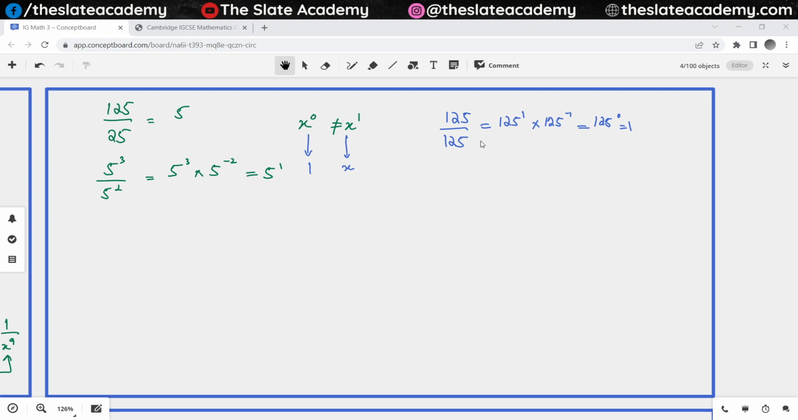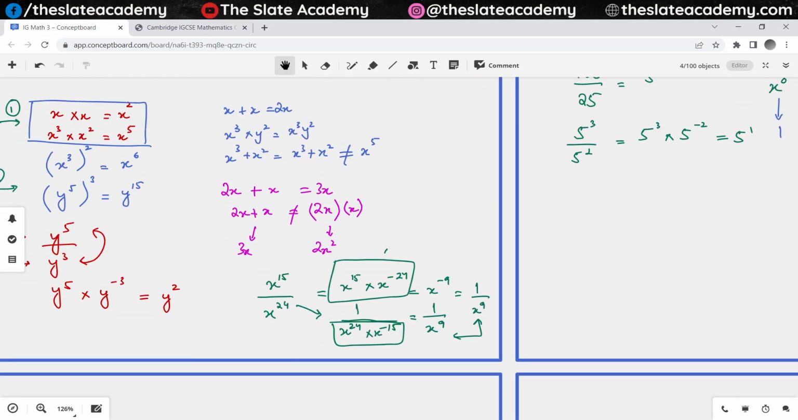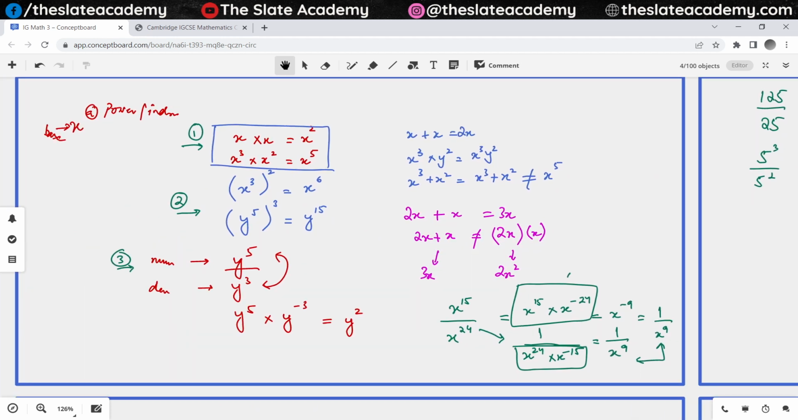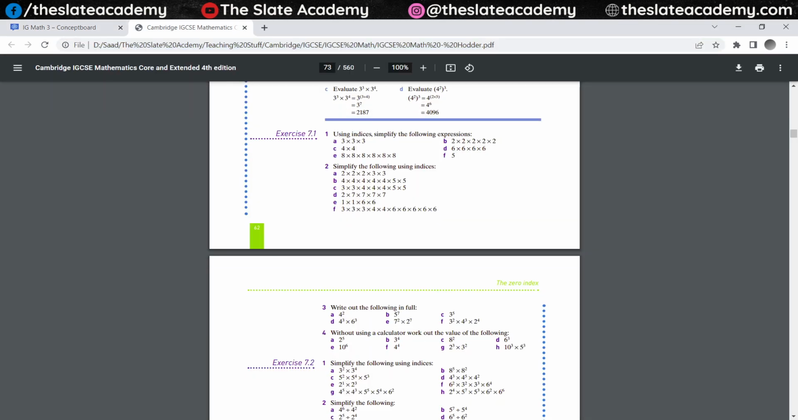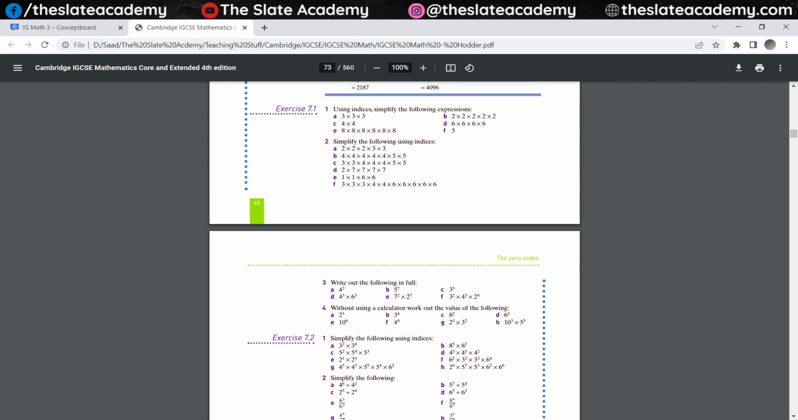Now let's practice some questions. There were three rules that we used. For the third one, we just said whether we are moving the number from the numerator to denominator or denominator to numerator, the sign of the power would change. Okay. Now questions on it. Acha ji, questions. Acha, let's quickly do these.